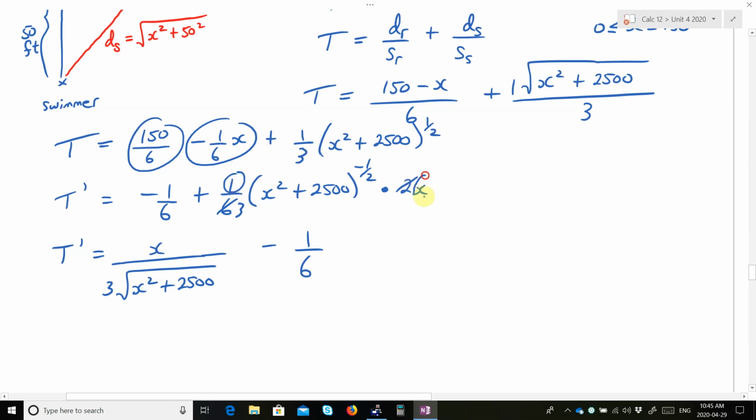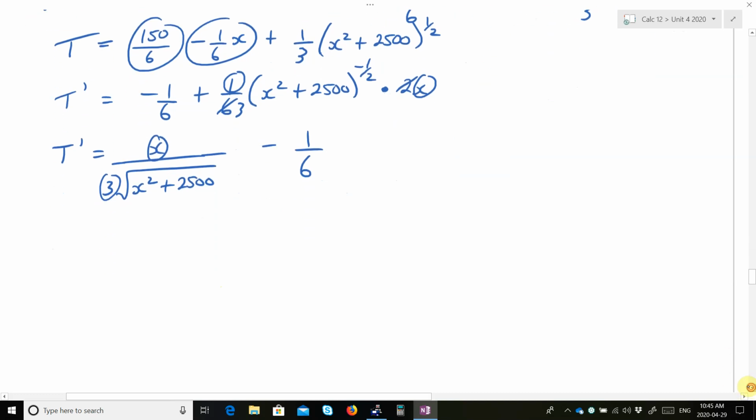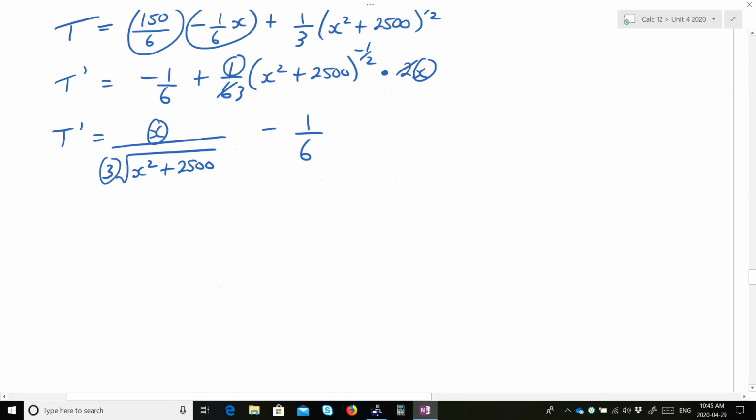Okay, so 1 times x on the top is the x. We've got the 3 on the bottom. Negative power of 1/2 becomes positive power of 1/2 on the bottom, which is the square root of that. And then we've got our minus 1/6. Does t prime not exist anywhere? We'd have to get 0 on the bottom. x squared is either 0 at the smallest or positive, so there's nothing we can put in for x that will make 0 on the bottom, so we just have to set this equal to 0 and solve.